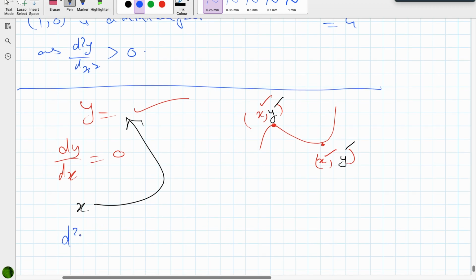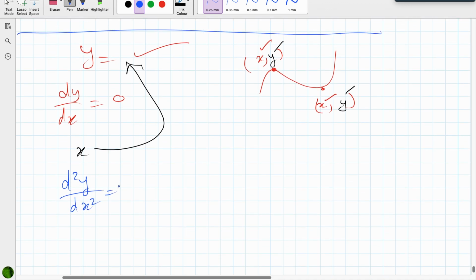For us to show whether it is maximum or minimum, we use d square y over dx square. When d square y over dx square is positive, it is minimum. When it is negative, it is maximum. So this is the whole question.